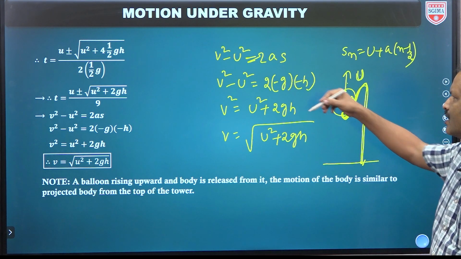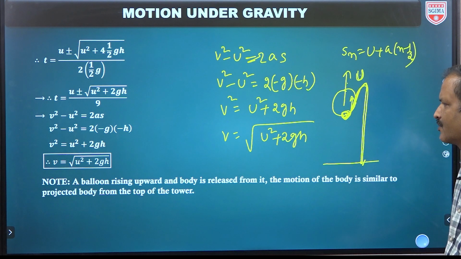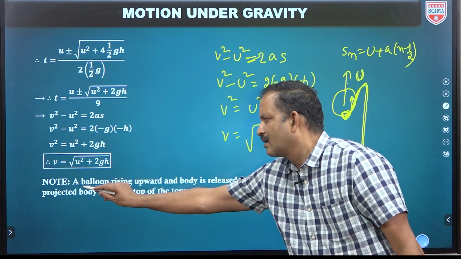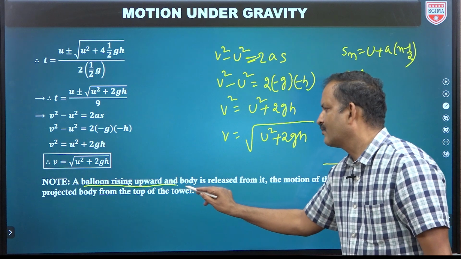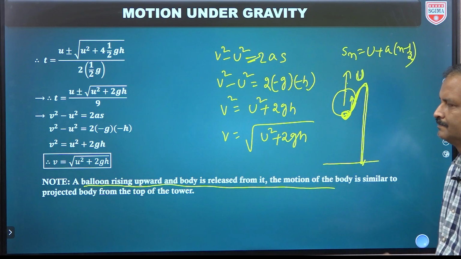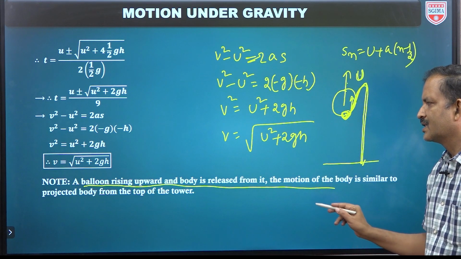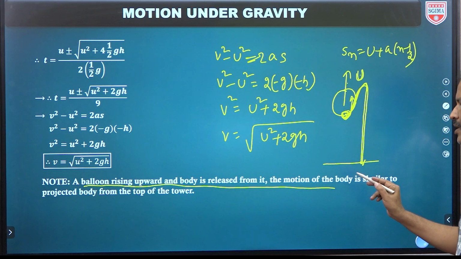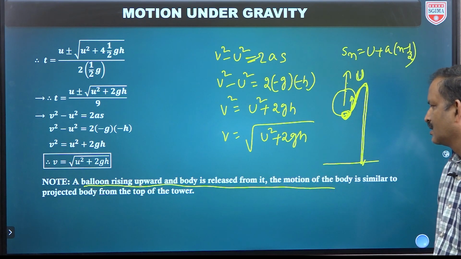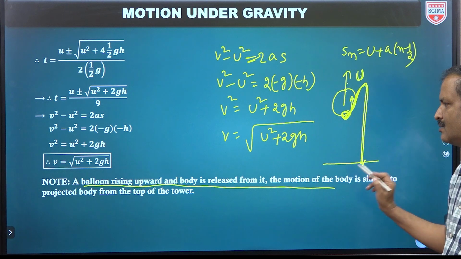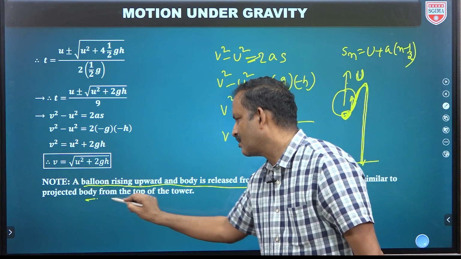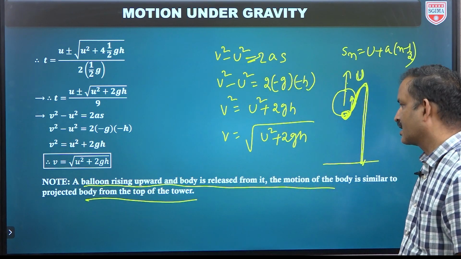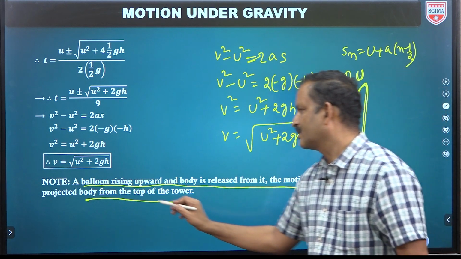It is the same formula, the previous formula for a vertically projected body. What formula are we applying? The same formula we can apply for the balloon. A balloon is rising upward and a body is released from it. The motion of the body is similar to the body projected upward from the top of the tower.